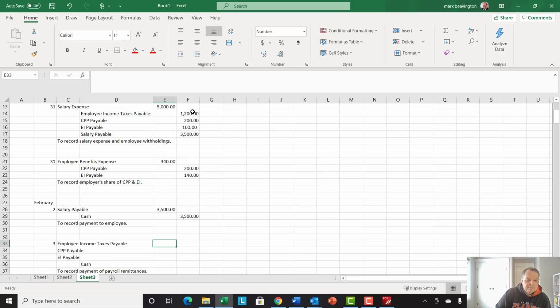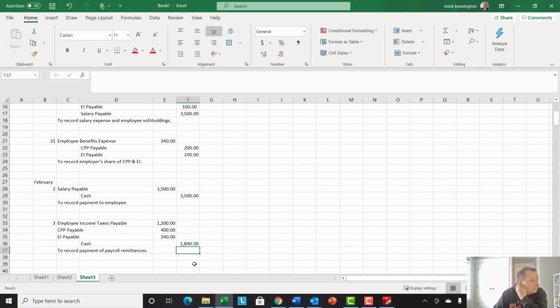The employee income taxes payable is just this $1,200 right here. The CPP payable is the employee's portion plus the employer's portion, which is $400, and you can see it as a $400 credit balance. So to get rid of it, we need a $400 debit. EI payable was $100 from the employee, $140 from the employer, so that's $240. So the cash should be whatever those add up to, which appears to be $1,840. So we put 1840 in there for cash, and that would be the amount that would be paid to Revenue Canada.